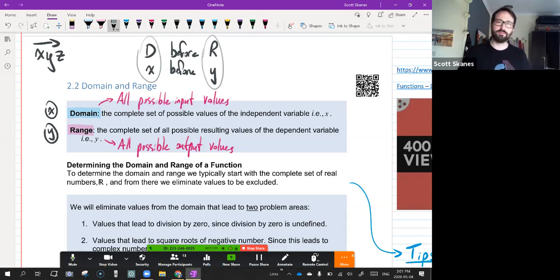If I ask what the domain is, I'm asking you what are all the possible X values. If I ask you what the range is, what are all the possible Y values. So it's probably about time that I get to an example, but I'm almost done talking about this.